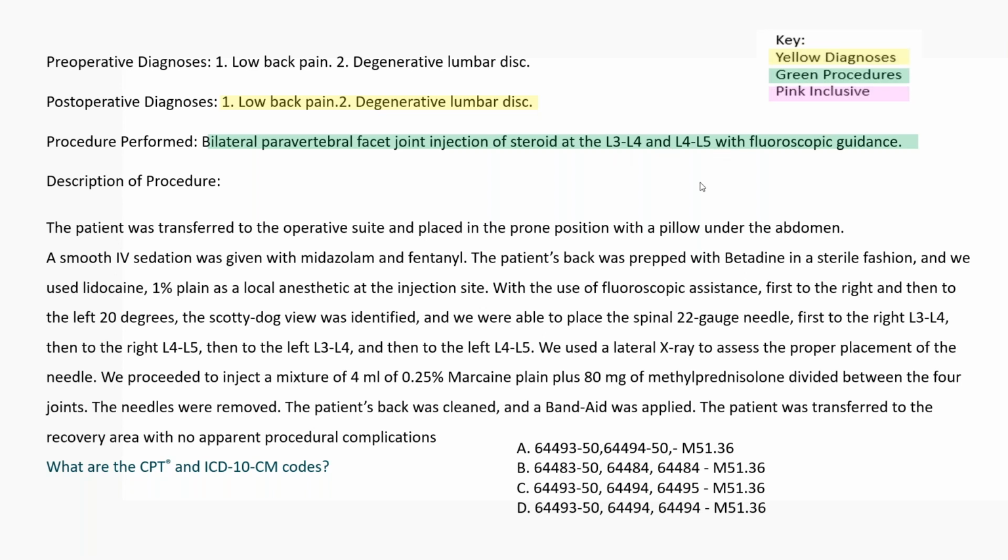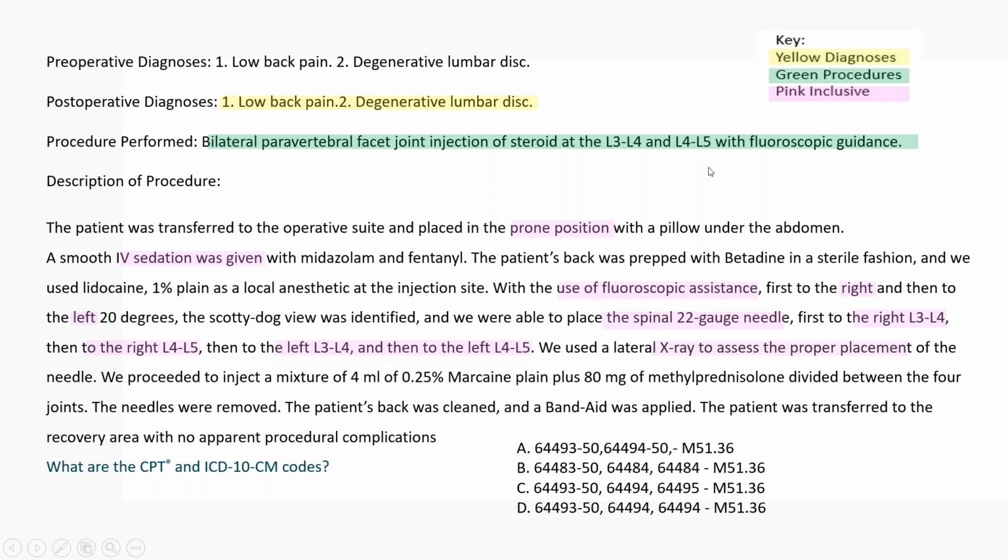So we are coding for two level injections. Okay, let's move on. The patient was placed in prone position. IV sedation was given with the use of fluoroscopic guidance, first to the right, then to the left. The spinal 22 gauge needle, first to the right L3 and L4, then to the right L4 and L5, and then to the left L3 and L4, then to the left L4 and L5 was made.